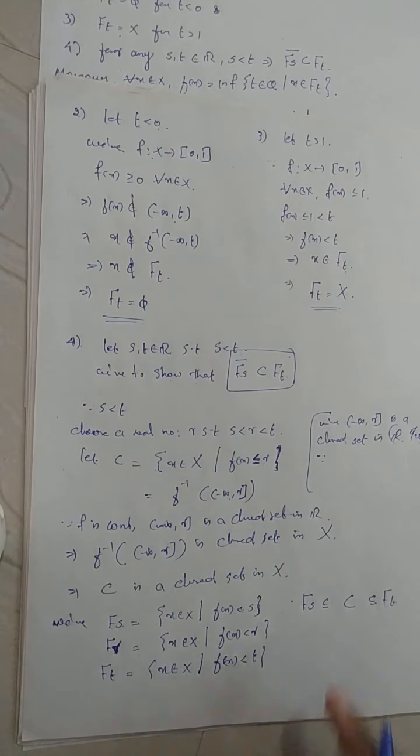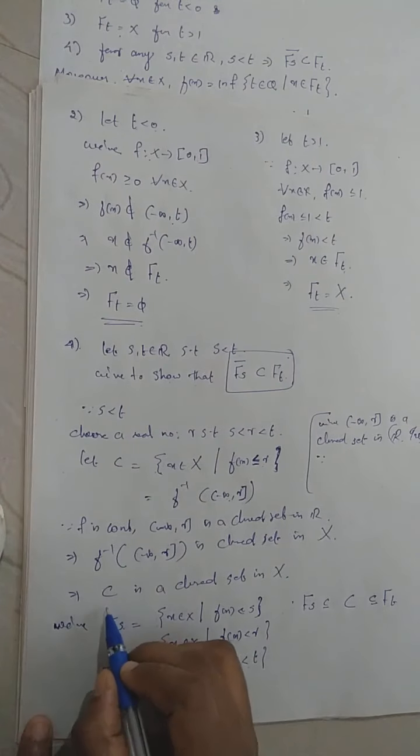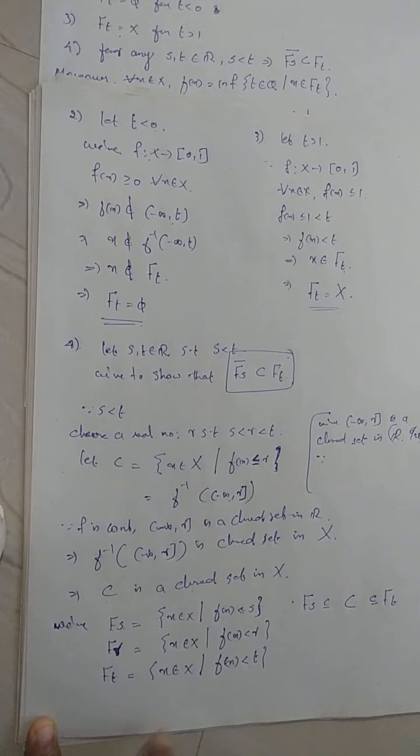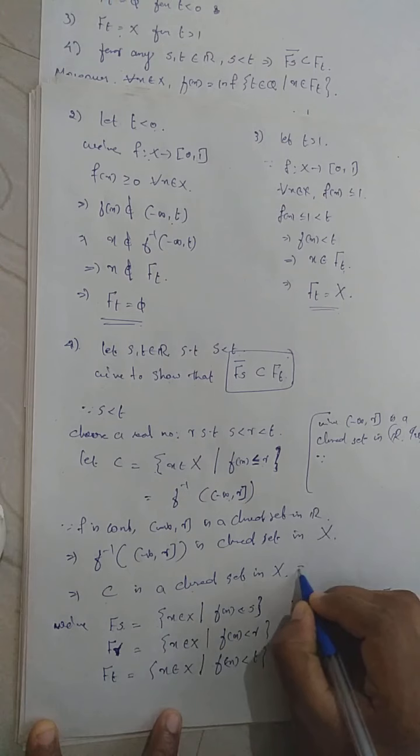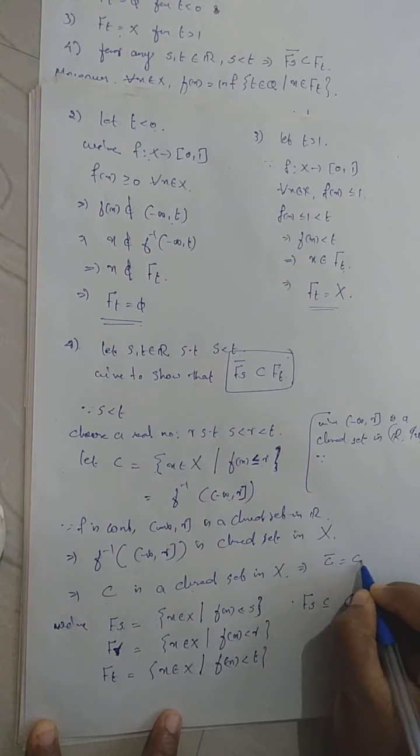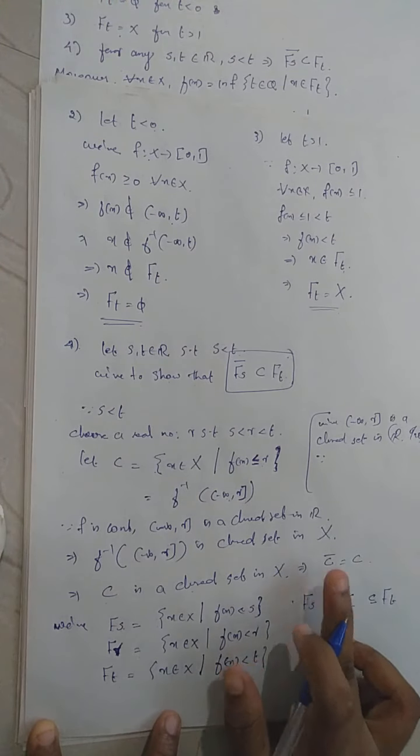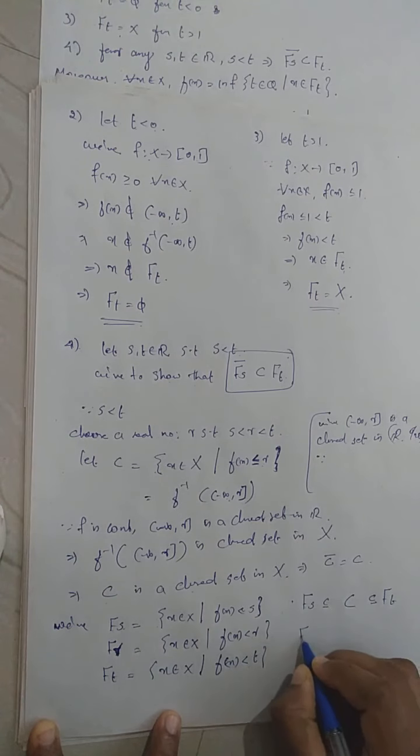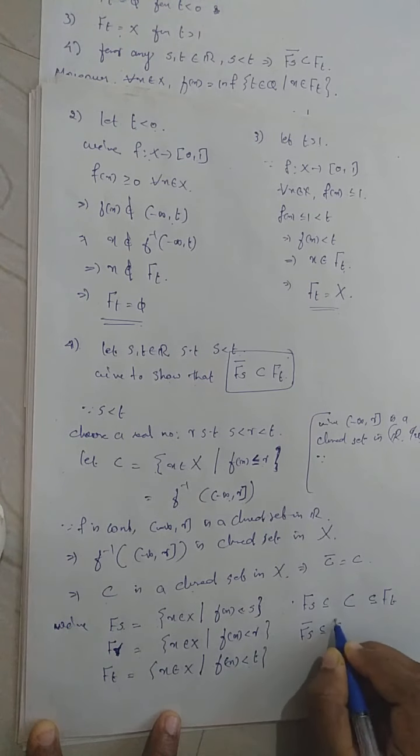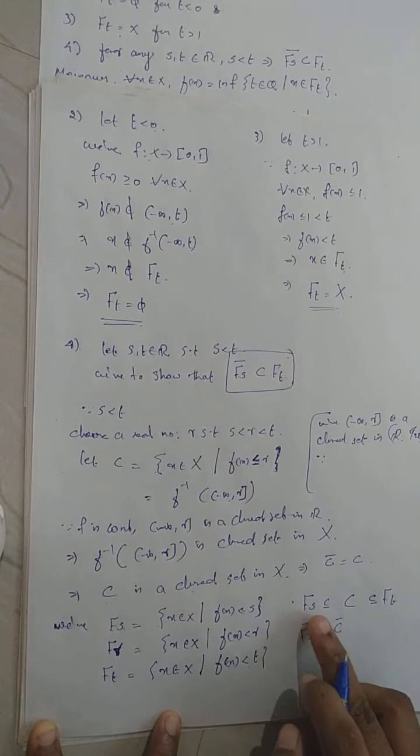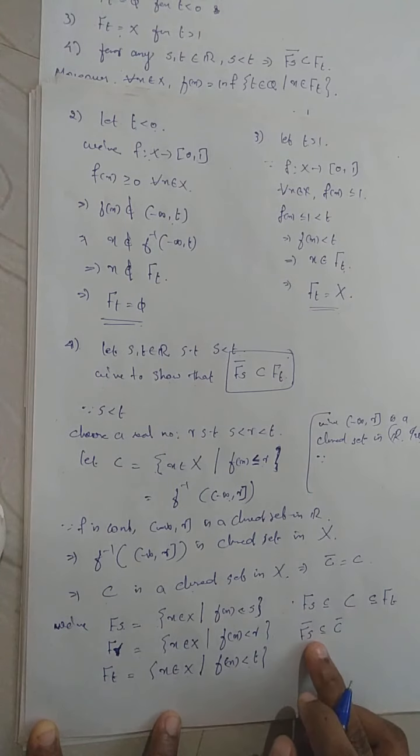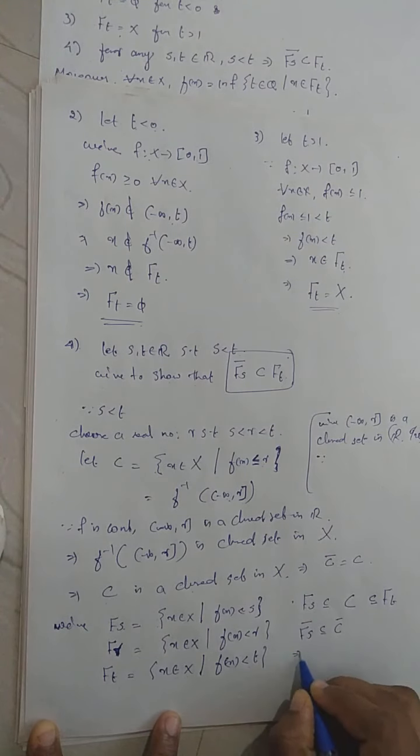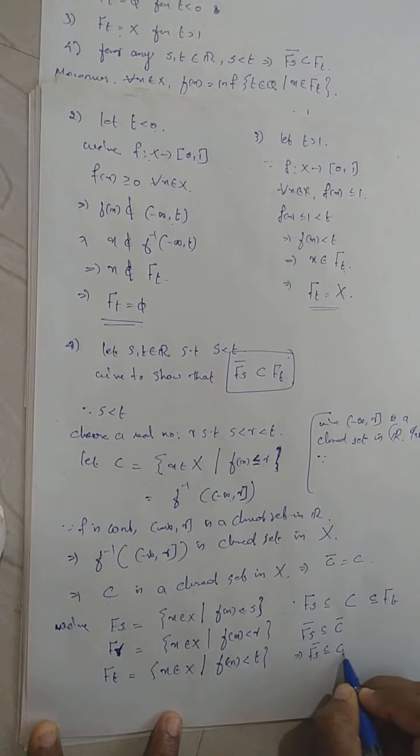Okay. And what is C? We have proved that C is a closed set. When C is a closed set, C closure will be C. When a set is closed, its closure is itself. So here fs closure will be contained in C closure, right? When you consider the closure of these two sets, fs closure is contained in C closure, which implies fs closure is contained in C, because C closure is C itself, right?